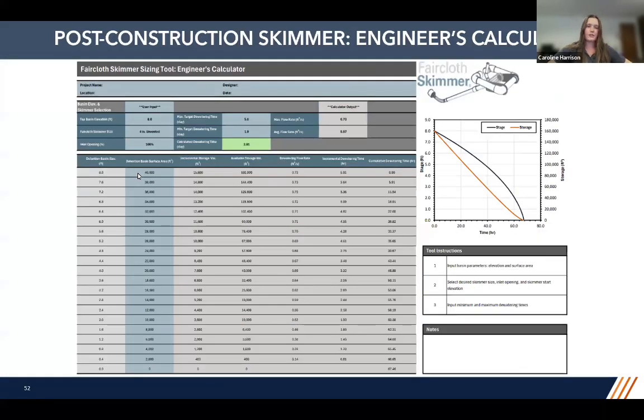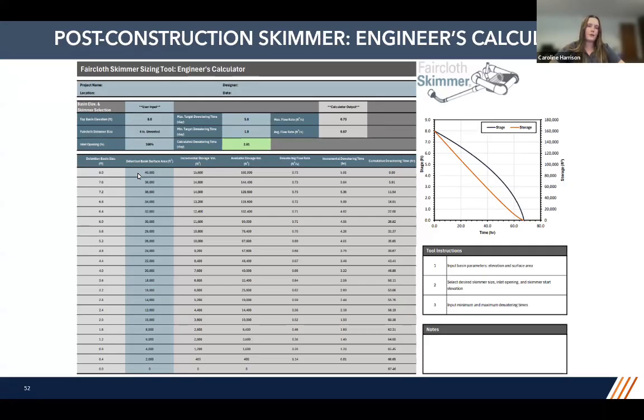So for the post-construction engineer's calculator, it's very similar to the sediment basin calculator, with a couple of modifications and improvements. The units in this calculator are in cubic feet per second, not cubic feet per day like the other one. One of the biggest improvements here is that the user can select top elevation, and instead of having to manually put in each elevation at each stage, the tool will fill that in automatically. But the user will still have to fill out the corresponding surface area at each stage.